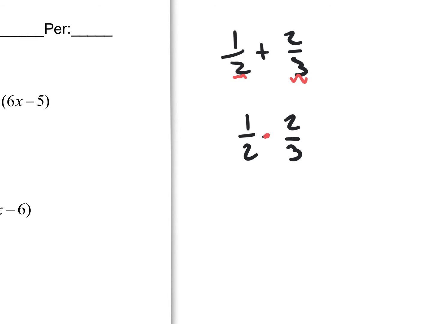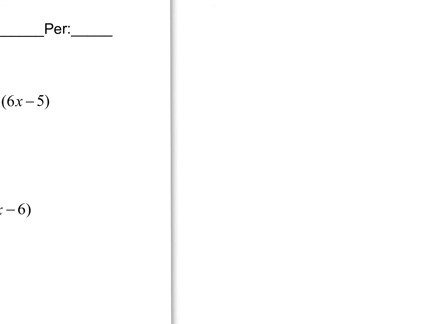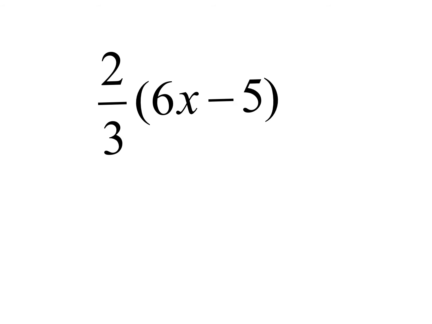But if you're multiplying two fractions, all you got to do is the top with the top, bottom with the bottom. That's 2 over 6, and then reduce. Reduce by 2, reduce by 2, you'll get 1/3. So 1/3 is your answer. Multiplying fractions is easy. So don't get freaked out when you have to distribute a fraction. Why? Because multiplying fractions is easy.